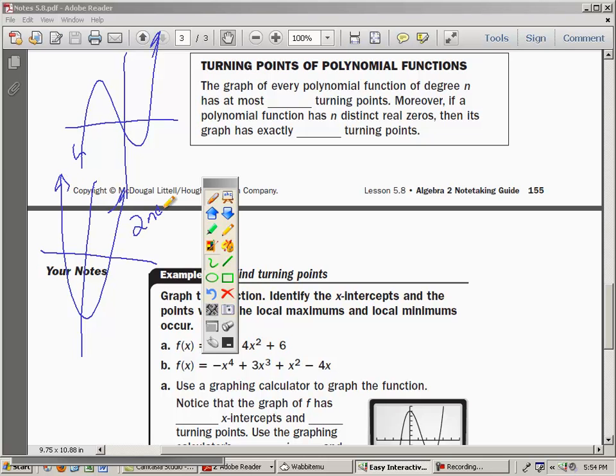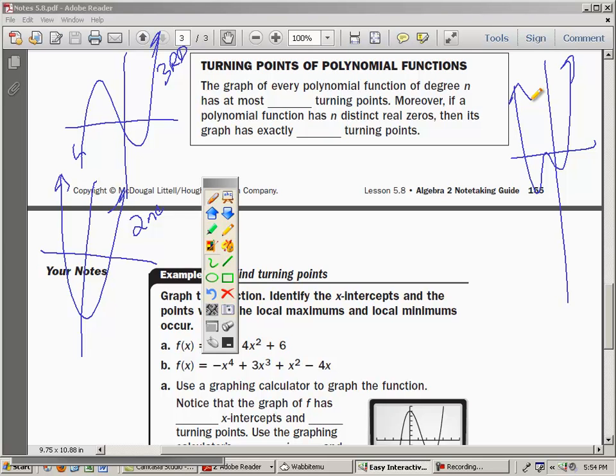So that's second degree, that's quadratic. This is third degree. Maybe let's draw a fourth degree with a positive leading coefficient. Maybe it looks something like that, all right? In any case, we want to talk a little bit about this idea of turning points. Turning points are places that your graph turns and goes the other way. In other words, they're local maximums or minimums.